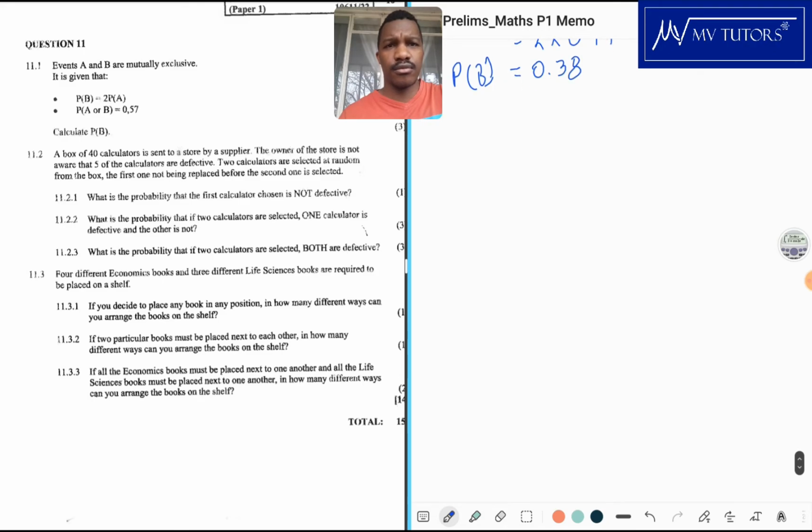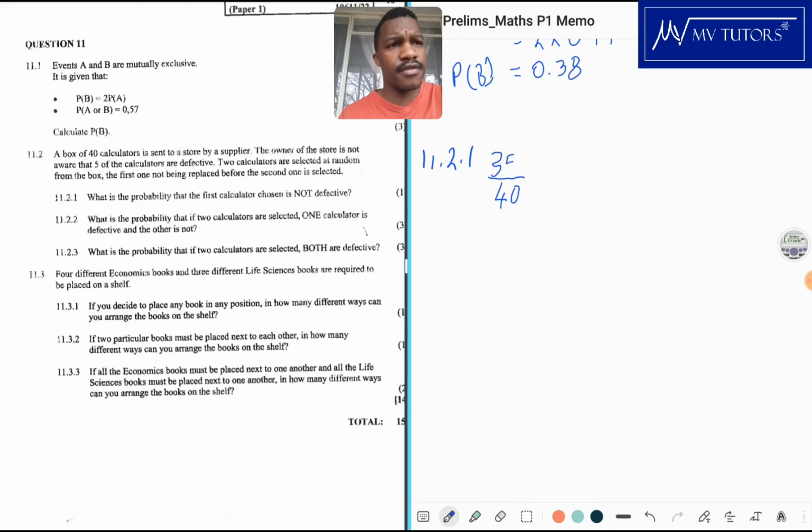11.2.1 says, what is the probability that the first calculator chosen is not defective? So the box has 40, right? That's the total. Out of the 40, how many are not defective? We're told here that 5 of them are defective, which means the ones that are not defective are 35.